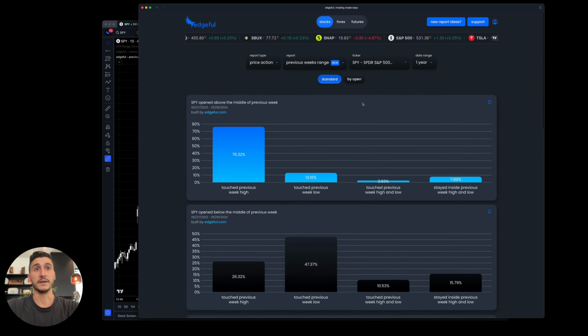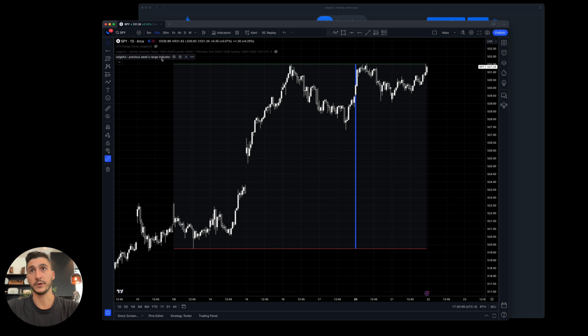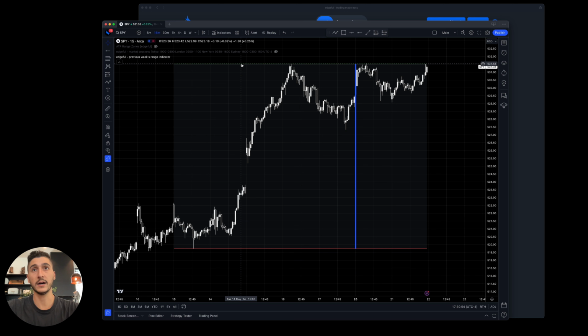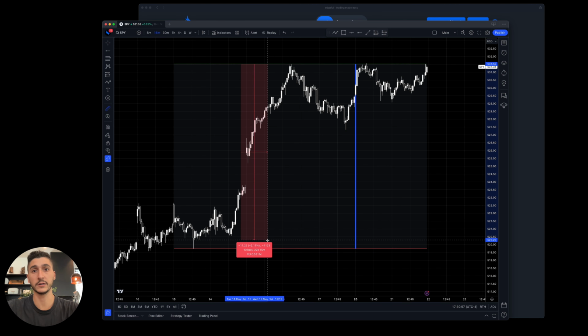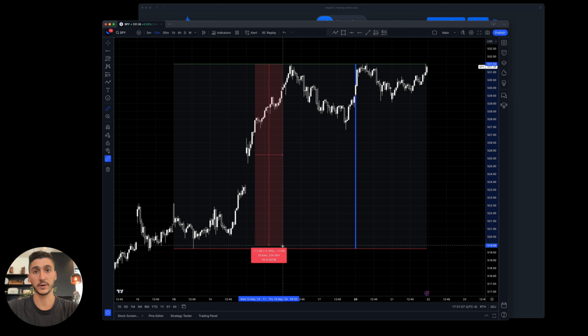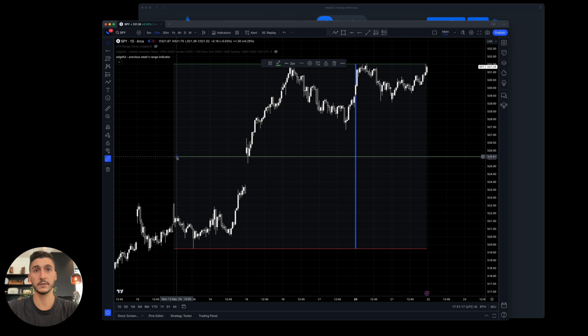So the by open, which we're going to have a TradingView indicator for specifically, checks for every time. What we need to do first here is look at the middle of the previous week's range. So what I did was I just clicked on this measure tool. I went from the previous week's high to the previous week's low, and then I just clicked, and right here is the exact middle of the previous week's range. So I'm just going to put a line right there. So now you can see that is the previous week's middle. I just made that yellow.